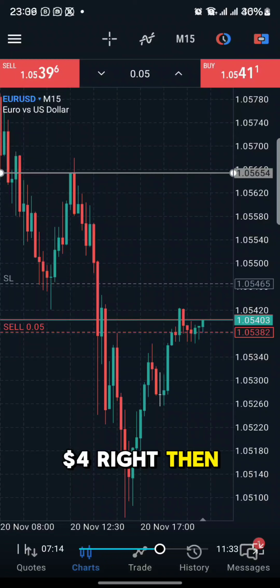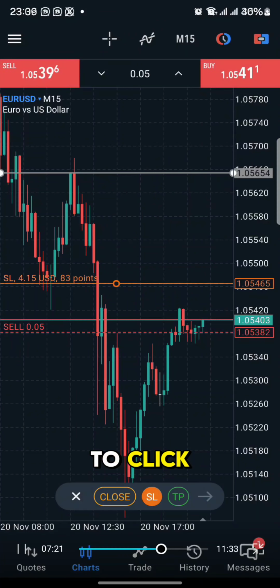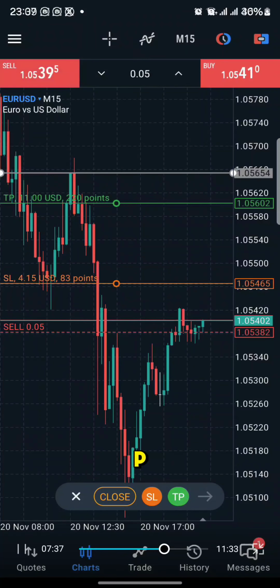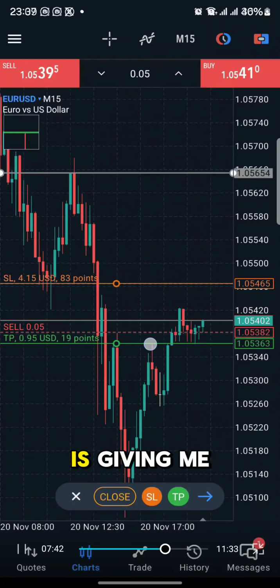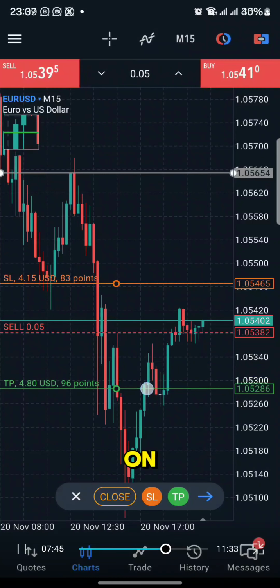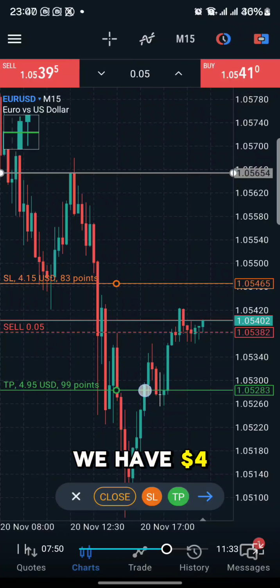$4. Then I'm now plotting and activating my take profit order. So I'm also going to click on my order, my sell order. If I go down there, there's a close button, a stop loss button, and a take profit button. So now I'm plotting my take profit, so I'm going to click on TP. The green solid line now is giving me my take profit. If you check on the far left, we have TP, and then we have $4.85 written.